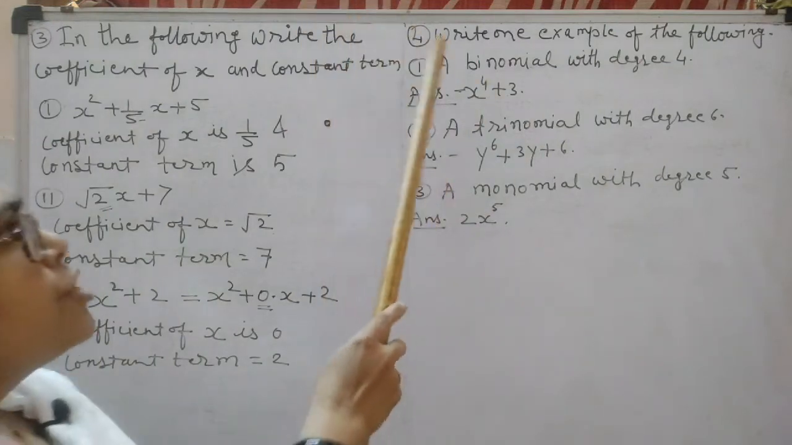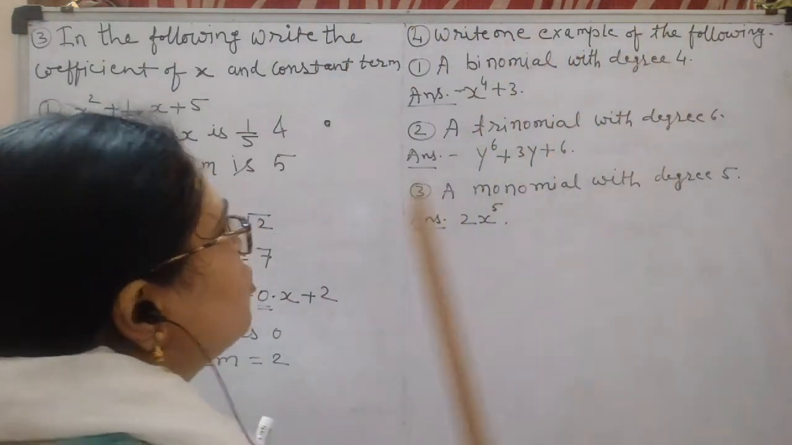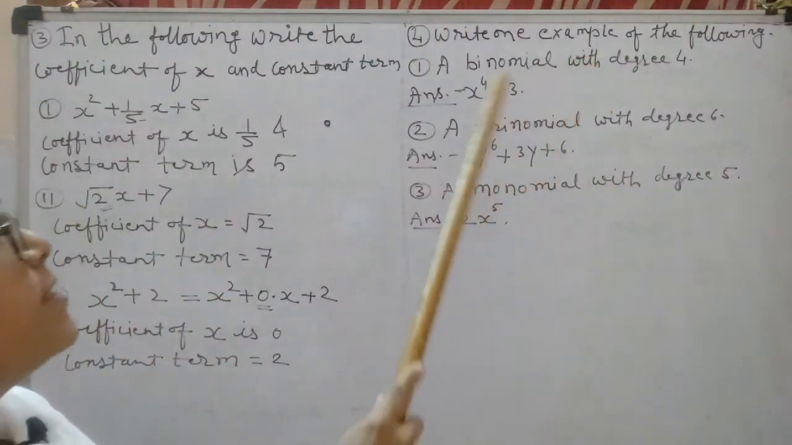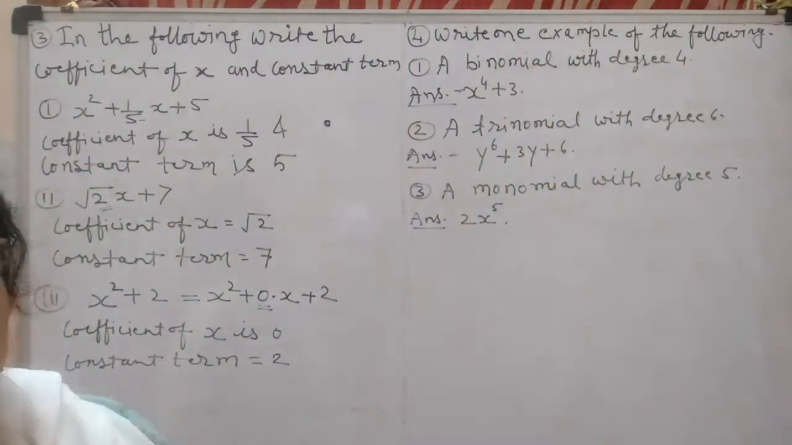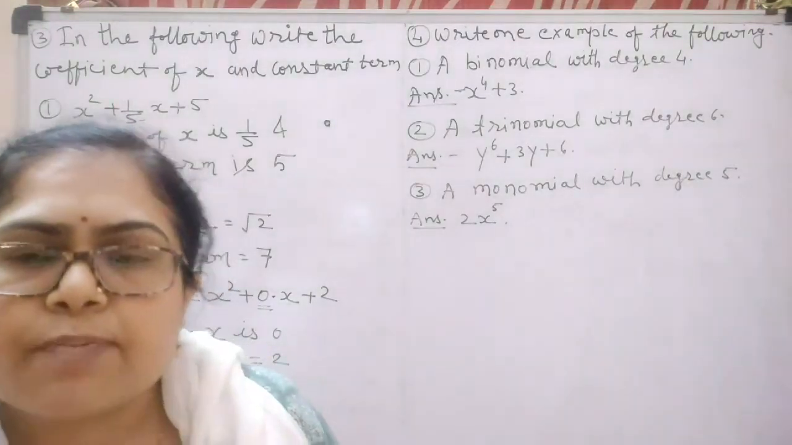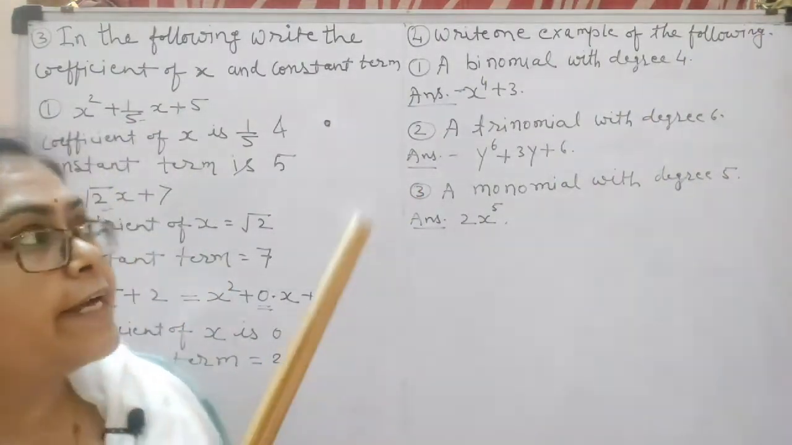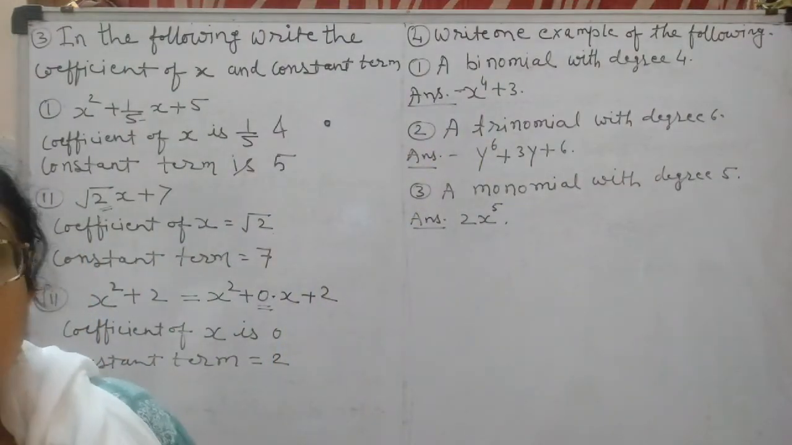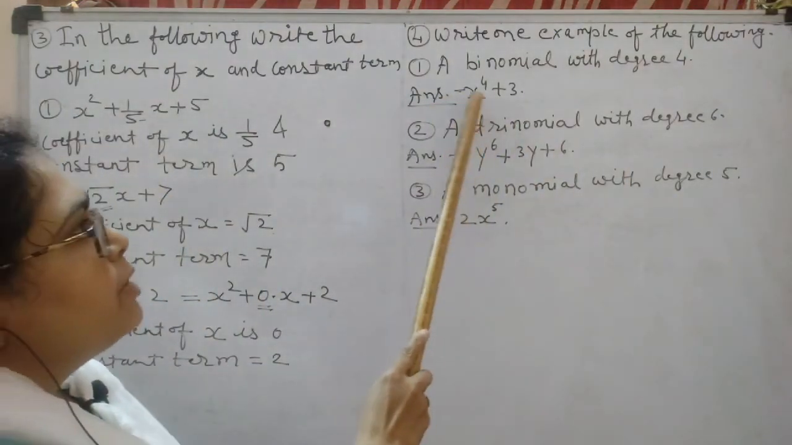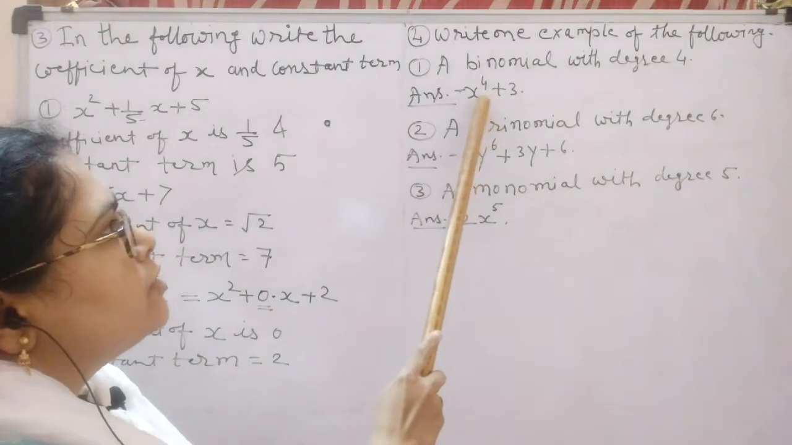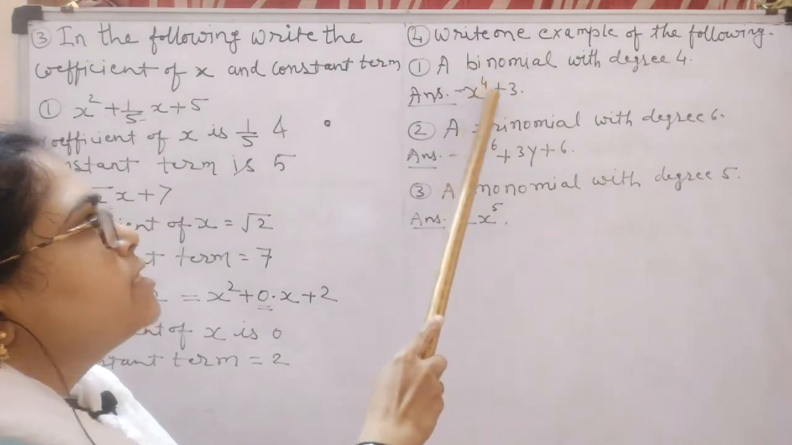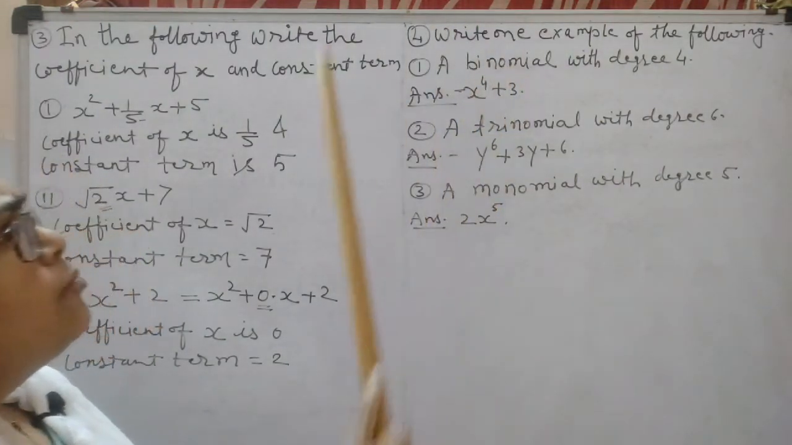Now see question number 4. Write one example of the following. You have to give one example. First is a binomial with degree 4. What is a binomial? Binomial means the expression has two terms, and degree 4 means the highest power of the polynomial is 4. So see this example. This example has two terms, first and second, and degree 4 means the highest power of the variable is 4. So this is an example of a binomial with degree 4.